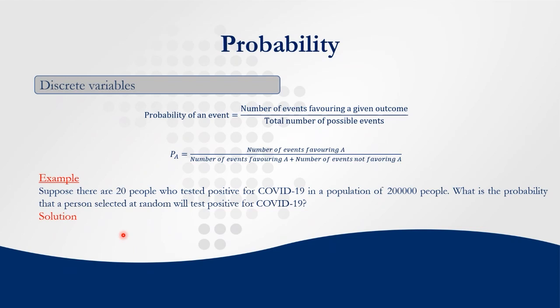And then this is the other example that you can attempt, that there are 20 people who test positive. So we use data to predict. We say probability is about prediction.